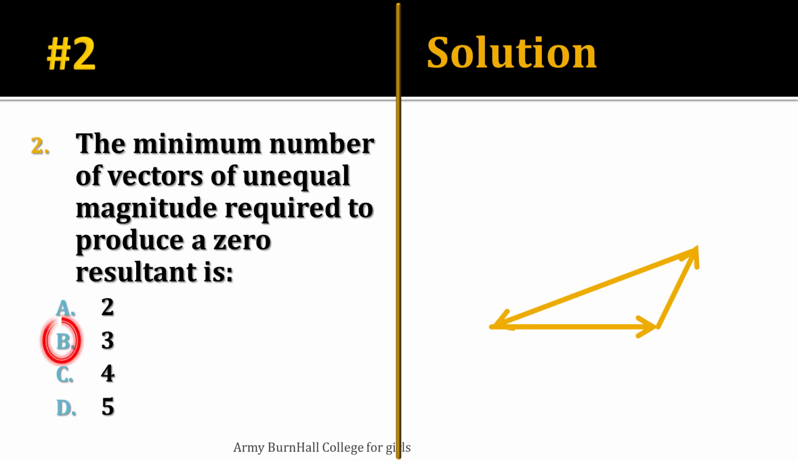They are asking about the minimum number, so there is no need to calculate for 4 and 5. 2 is not possible, so 3 is the minimum number of unequal magnitude vectors which give us the null vector.